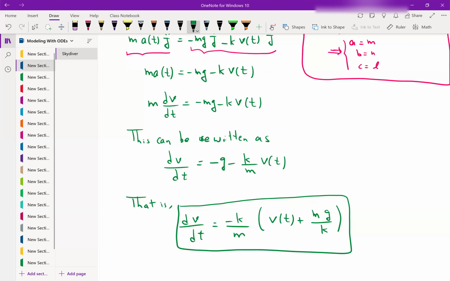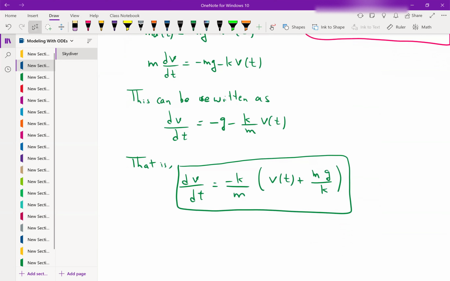The initial condition is that the velocity at time 0 is 0. When the skydiver left the plane, the statement of the problem told us that the velocity was 0. So let me actually write the initial value problem, the equation, together with the initial condition. The purpose of these videos was just to come up with the differential equation that describes the phenomenon.